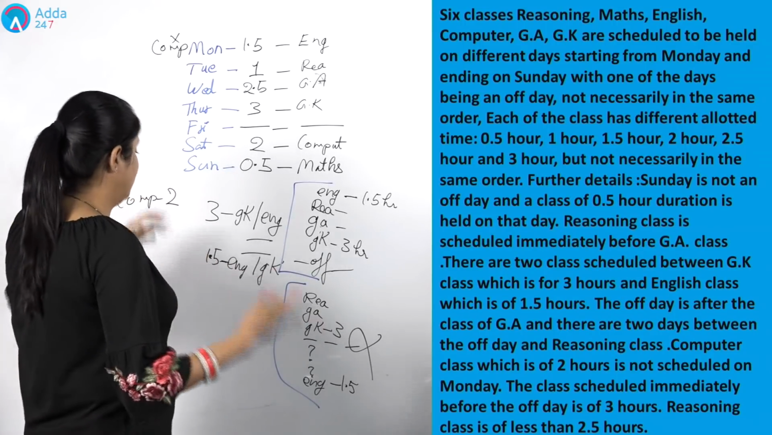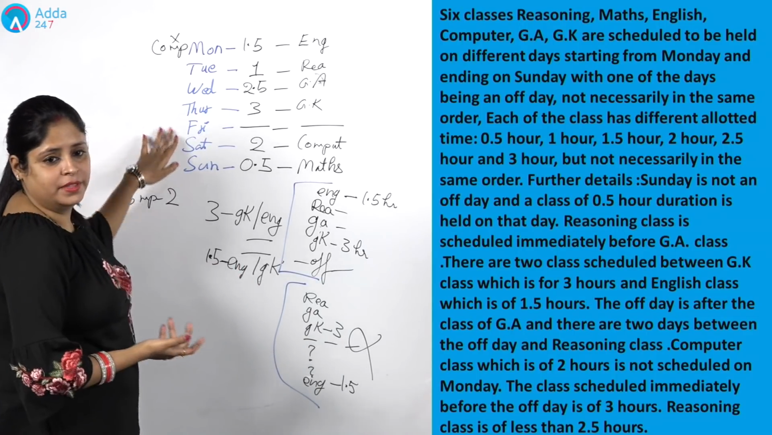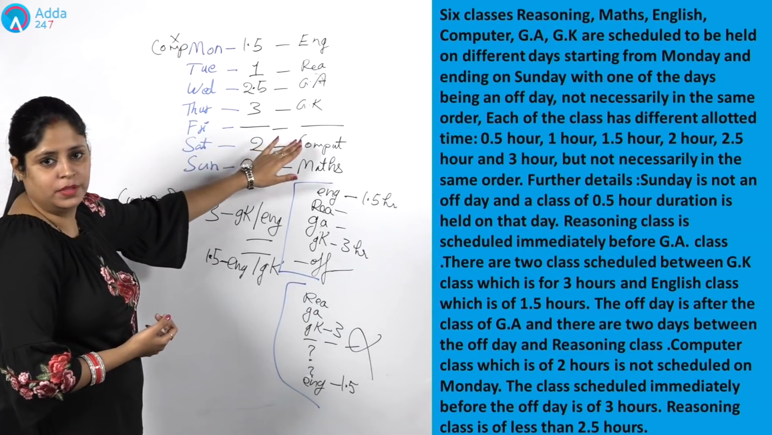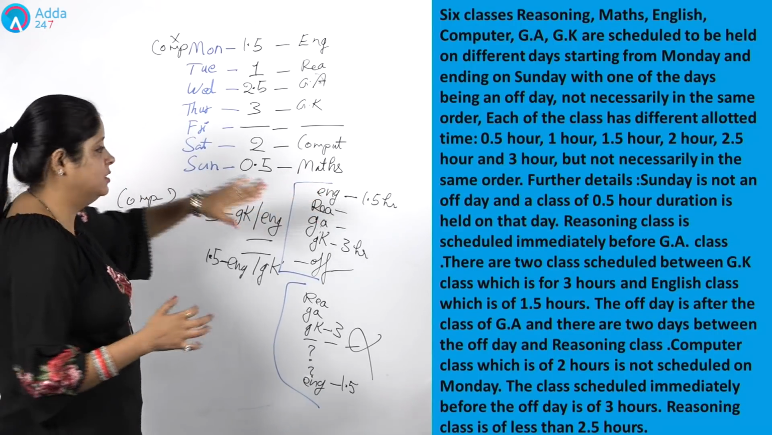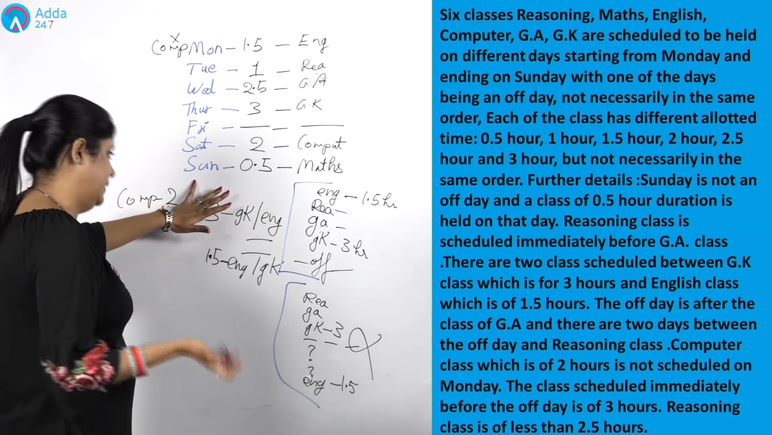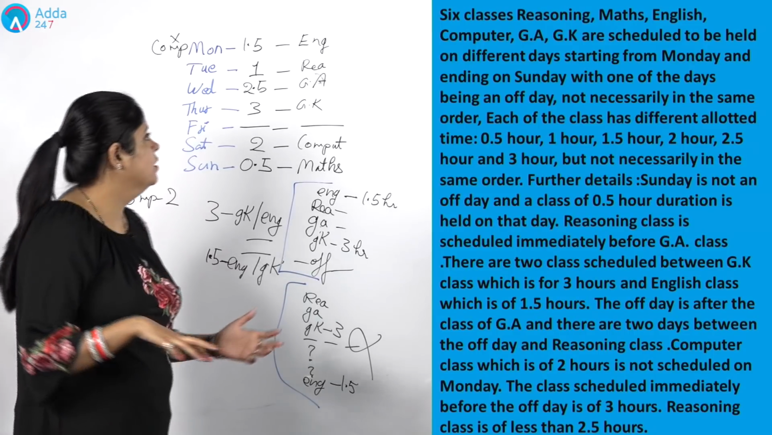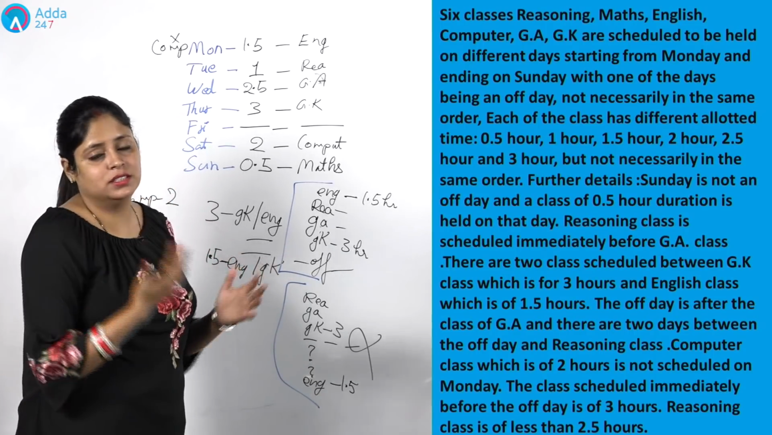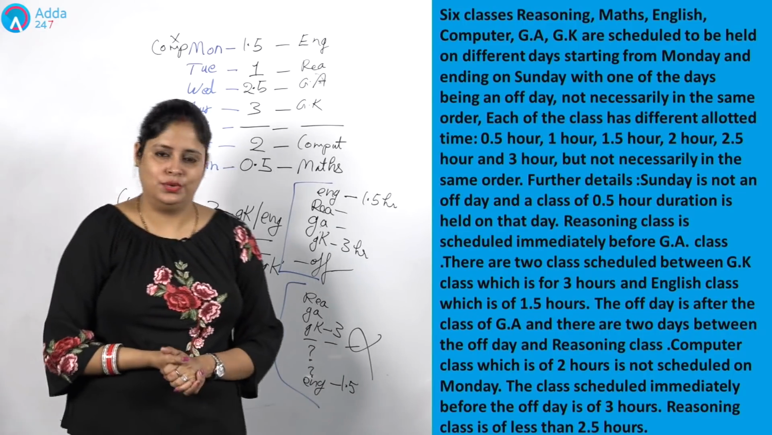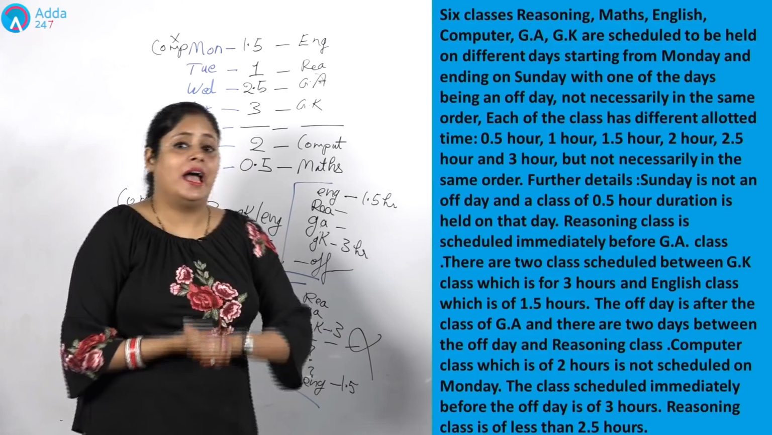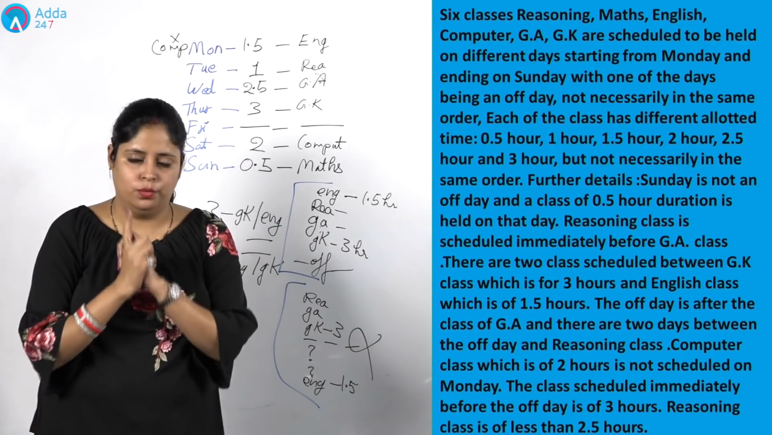And if you're talking about counter questions, we can deal with them in an easy way. If I ask you which is the off day, then there is a clear answer: Friday is the off day. If I ask you when the maths class was organized, then the maths class was scheduled on Sunday. Which is the class that was scheduled for 2.5 hours? The answer is the GA class. Once you are done with the solution, you can deal with a number of counter questions. I hope that you are getting the same answer. If not, then please do give one more attempt.